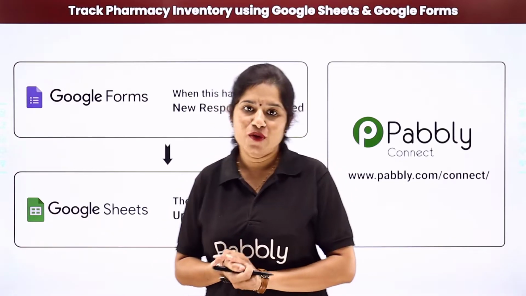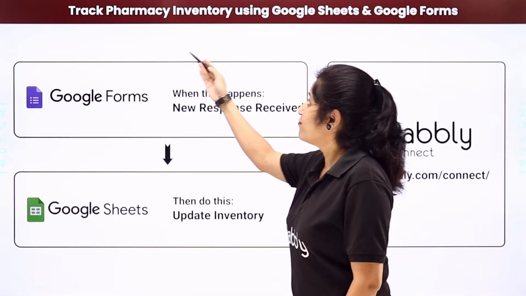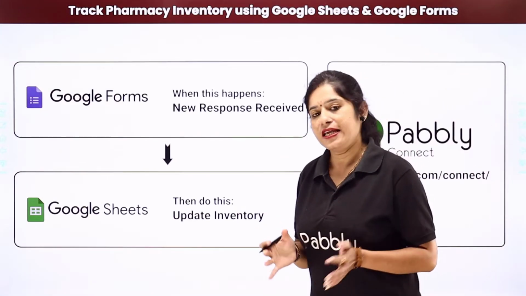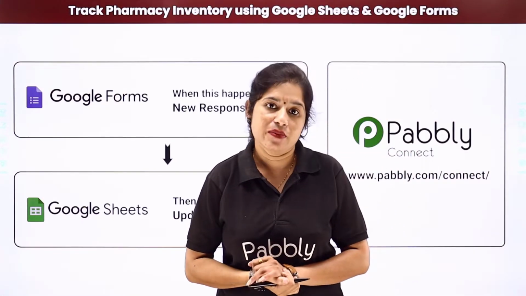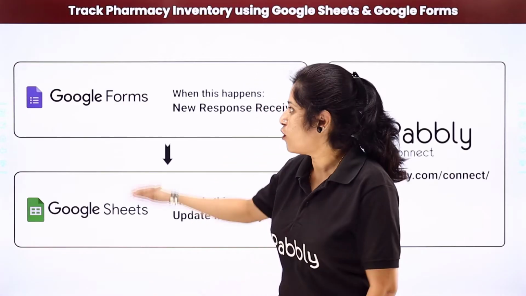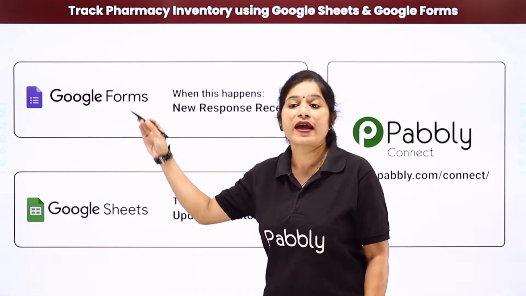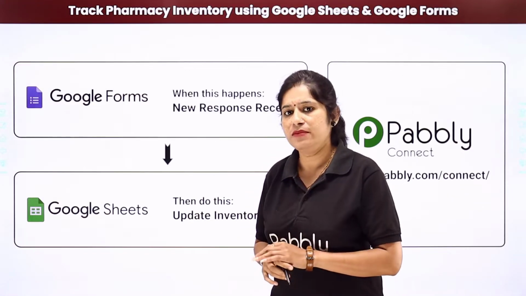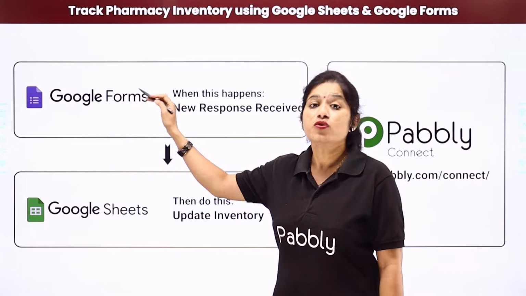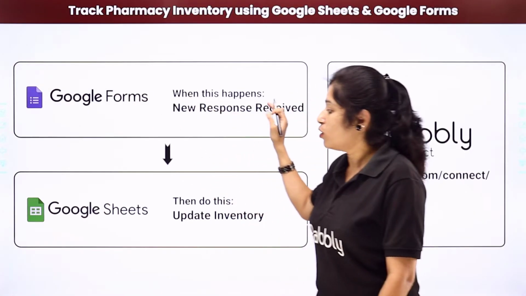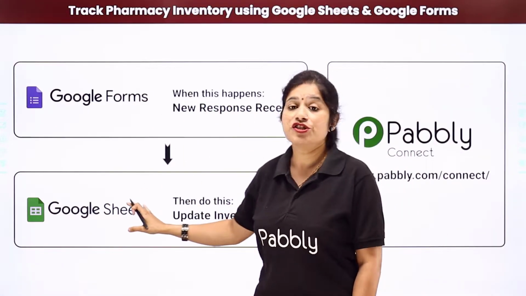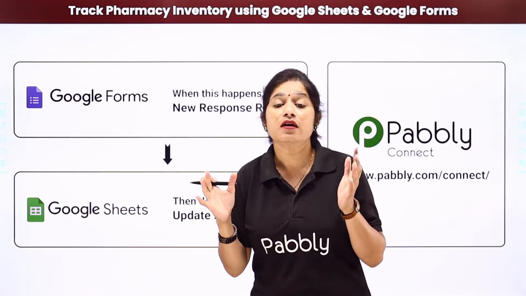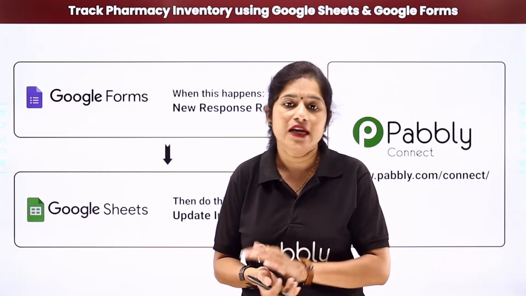In this video we are going to learn how you can track pharmacy inventory using Google Sheets and Google Forms. So let's take an example that you run a pharmacy business and you have created a form using your Google Forms account to track your sale and purchase. Now you want that whenever any of your team members fills that form, using the details of the form submission, automatically your medicine master sheet that you have created using your Google Sheet should get updated.